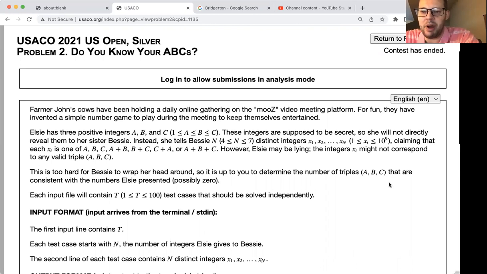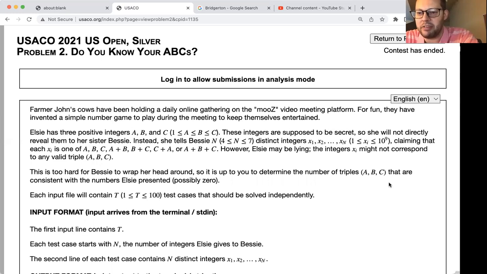Elsie has 3 positive integers, A, B, and C, where 1 is less than or equal to A, which is less than or equal to B, which is less than or equal to C. So they have to be in increasing order or all equal, and they have to be at least 1. These integers are supposed to be secret, so she will not directly reveal them to her sister Bessie.